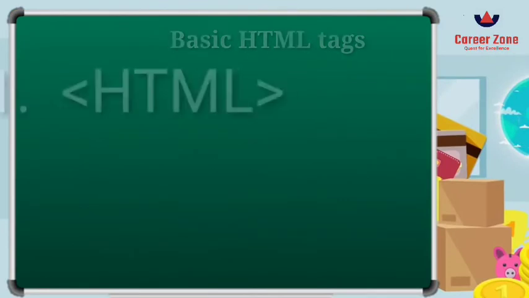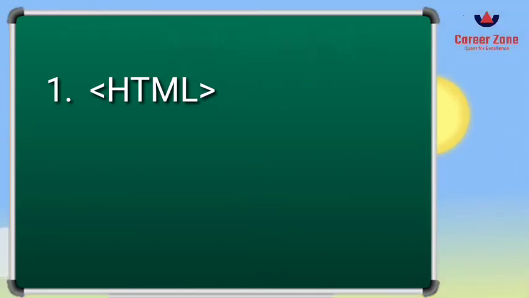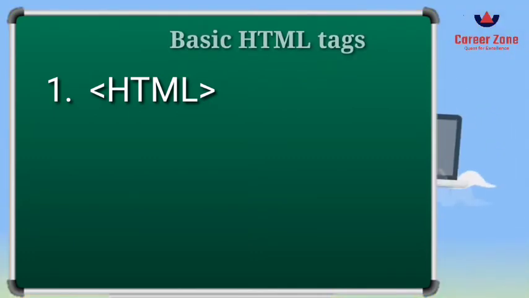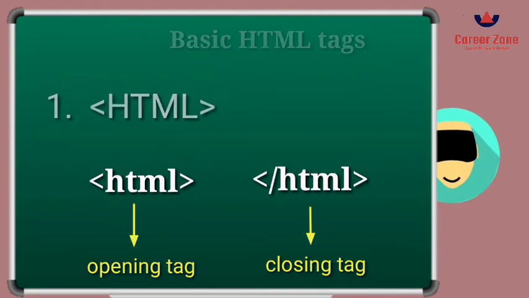First tag is the HTML tag. This is the foremost tag, which is written at the top of the notepad and tells the browser that the document is of HTML type. It means it is an HTML document. This tag needs to be opened and closed both.